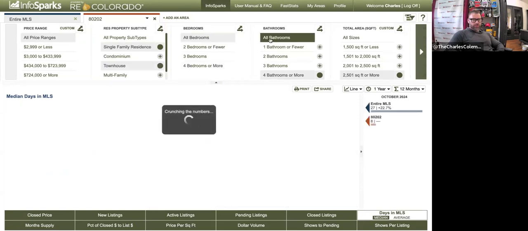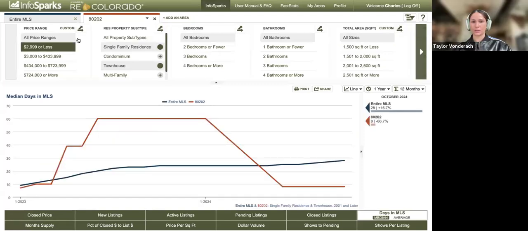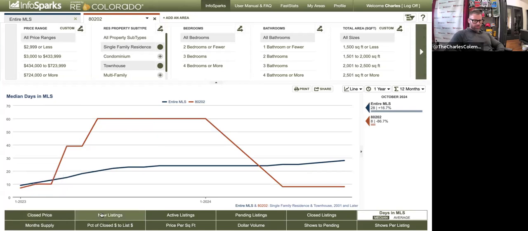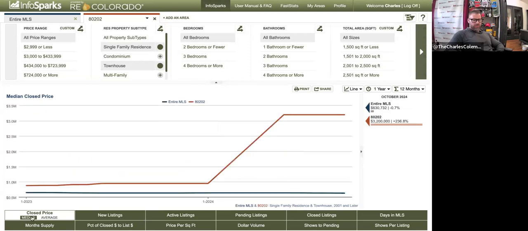All bedroom count, I'm assuming. Do you want anything more specific than that? I'm just kind of putting an overview. Just an overview. Perfect. All right. So then we're going to go, let's go to closed price. And again, let's go with median, right?